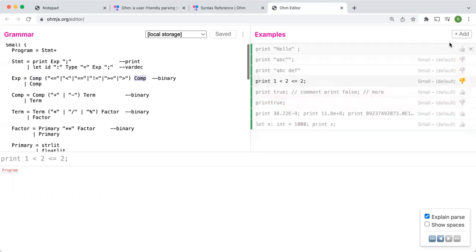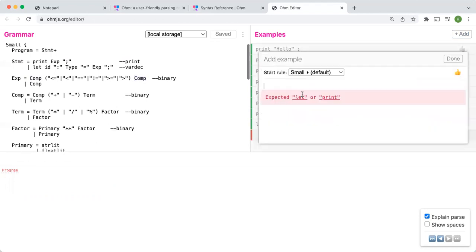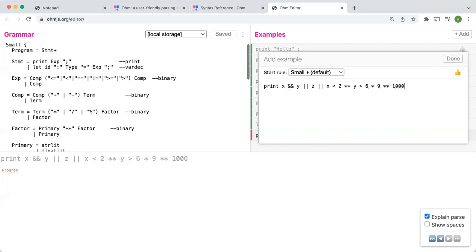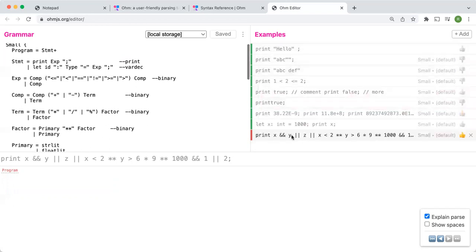Now, the last thing I would like to add in here would be ands and ors. So I would like to be able to print X and Y or Z, or X is less than 2 and, you know, Y is bigger than 6 times, I don't know, I'm just making stuff up here, to the 100. Just for good measure, put in one of these and one of those. Nice little test over here. I would like this to pass, but of course it doesn't because we don't know what these ands and ors mean.